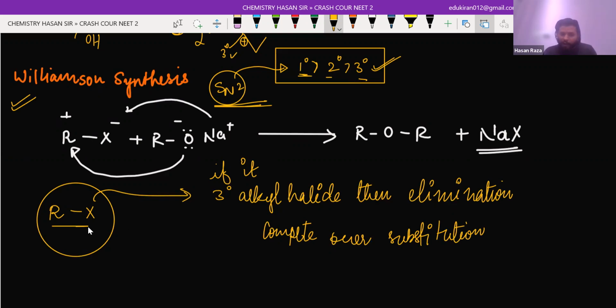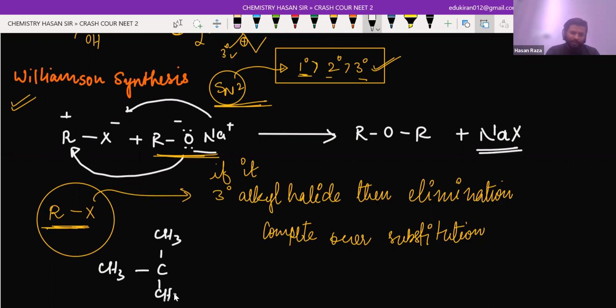I am only talking about RX. The alkoxide part can be 1 degree, 2 degree, 3 degree, anything. But if you want the reaction to be fast, then this RX should be primary. This should be primary and can be secondary, but cannot be tertiary. I'm going to show you with the help of an example. I'm going to take the alkoxide part first.